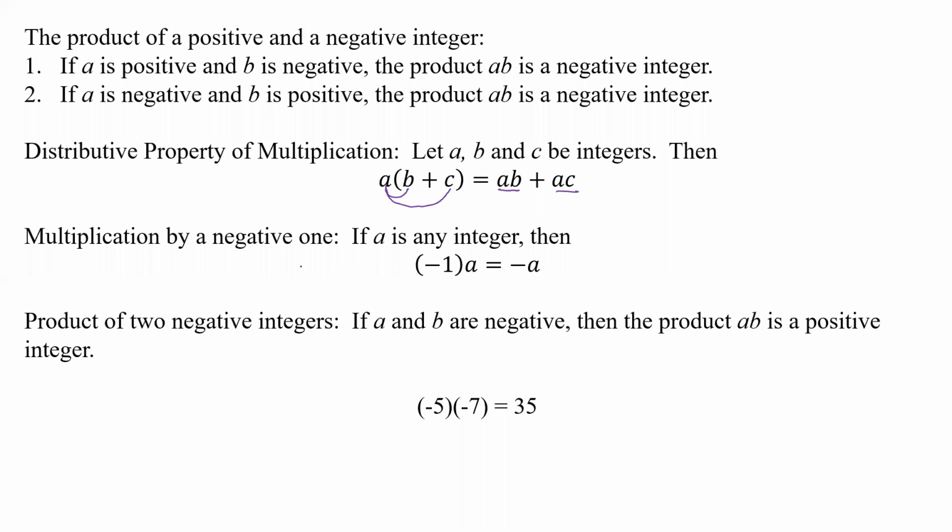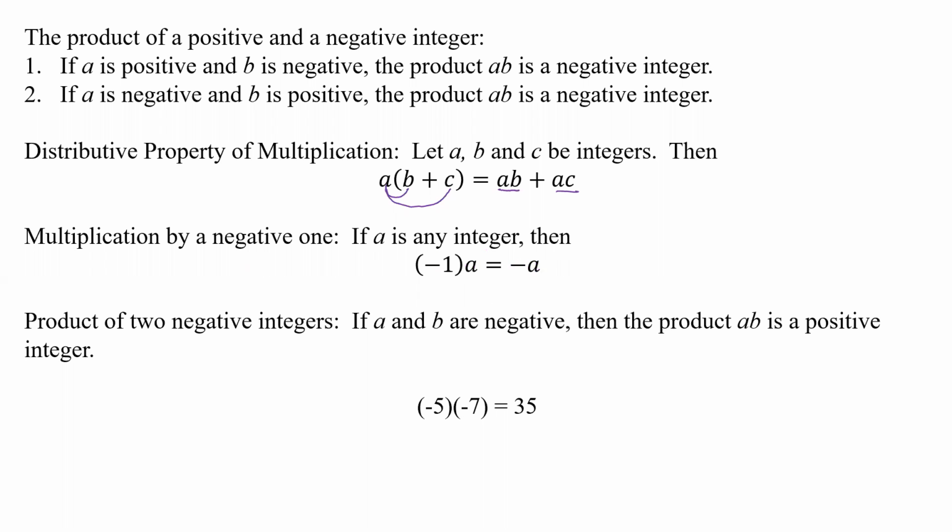We can also multiply by a negative 1. So if a is an integer, then negative 1 times a is negative a. Okay, so whatever a is, we change it to the opposite of it. So again, read this as negative a or the opposite of a. Because if a is negative here, a negative times a negative becomes positive. So it's going to be the opposite of a negative, which will become positive.